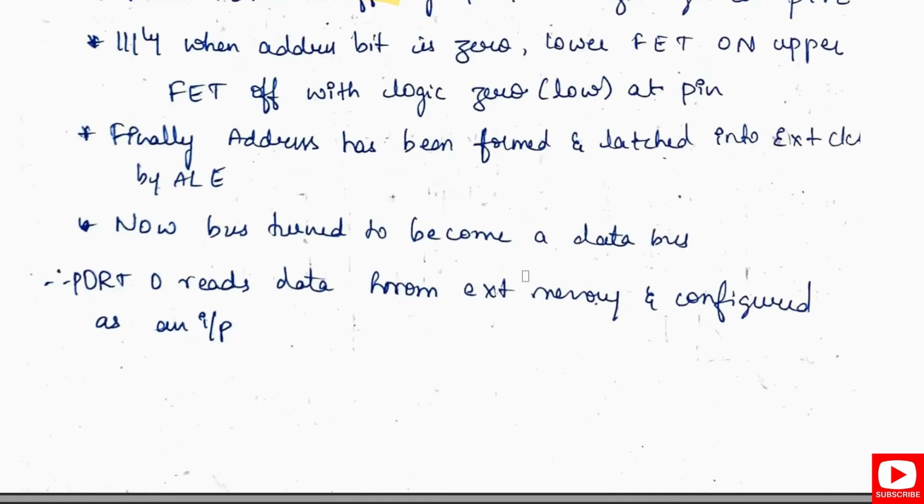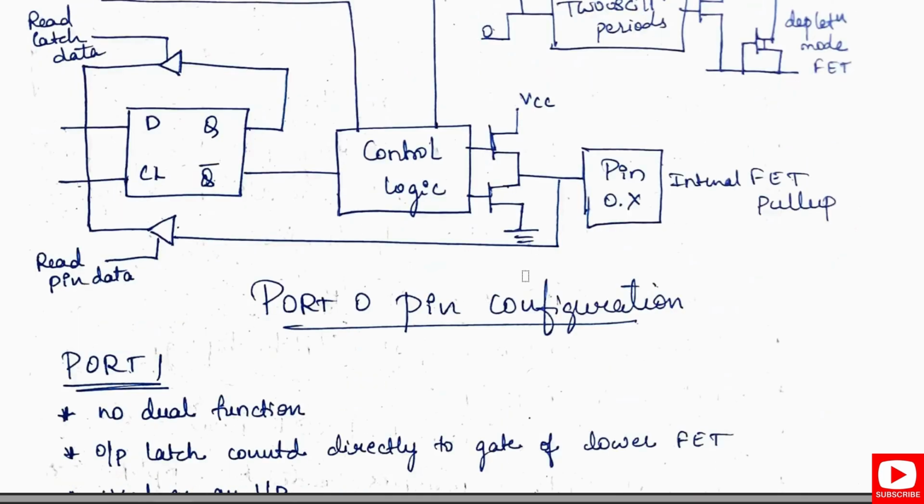Now the bus turns into a data bus. Port 0 reads data from the external memory and is configured as an input.